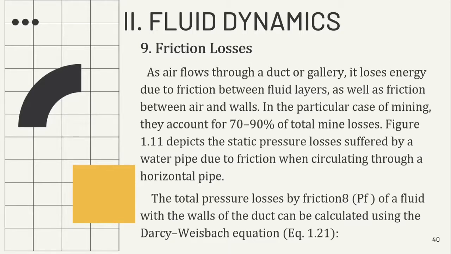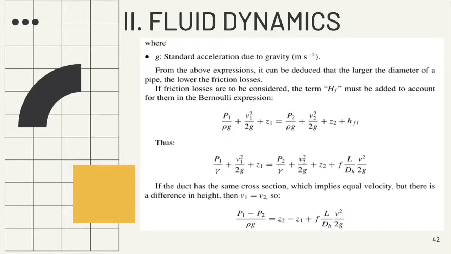As air flows through a duct or gallery, it loses energy due to friction between fluid layers as well as friction between air and walls. In the particular case of mining, they account for 70 to 90% of total mine losses. Figure 1.11 depicts the static pressure losses suffered by a water pipe due to friction when circulating through a horizontal pipe. Total pressure losses by friction of a fluid with the walls of a duct can be calculated using the Darcy-Weisbach equation.